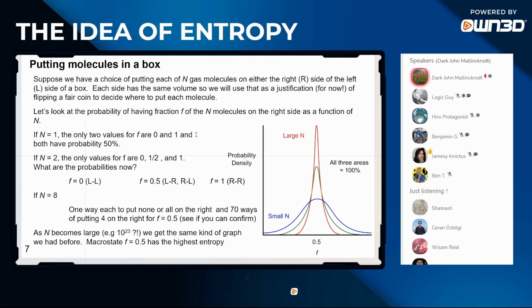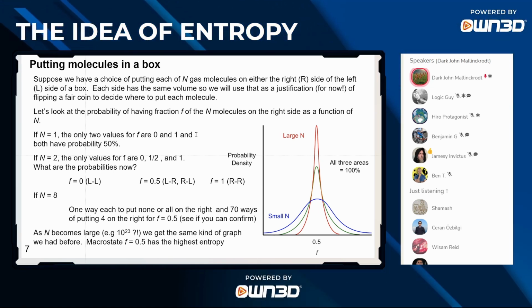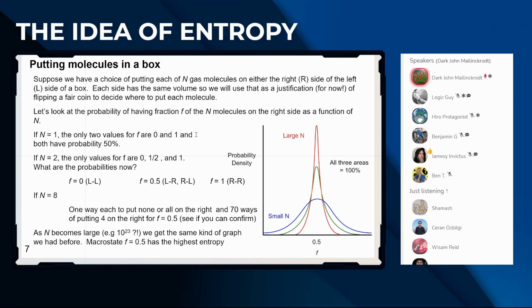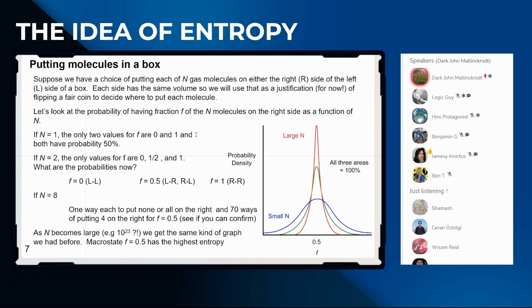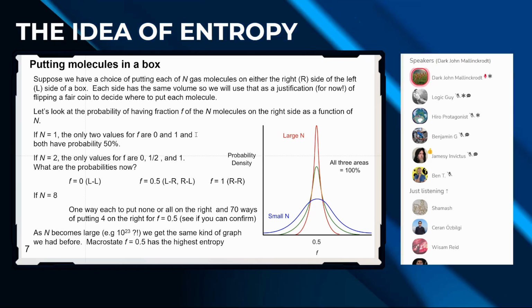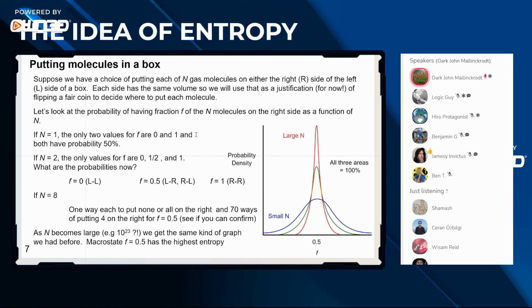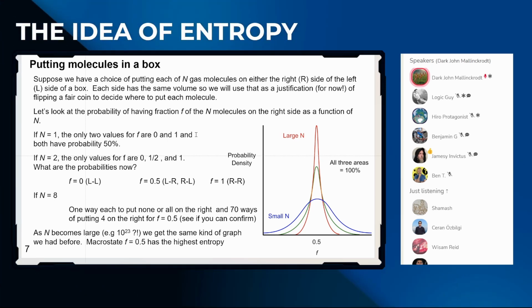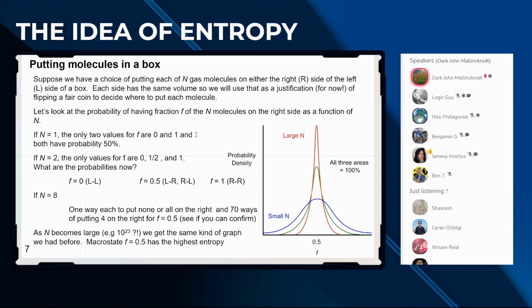So let's just look at the probability of having a fraction f of those n molecules on the right side as a function of n. I've got a graph there, but let's first just look at two cases. If n is 1, the only 2 values for f are 0 and 1. There's either nothing on the right side or everything on the right side, and both of those have a probability of 50%. So this looks a lot like rolling a single die and having a flat probability distribution. There are only 2 possible results, and they have the same probability.